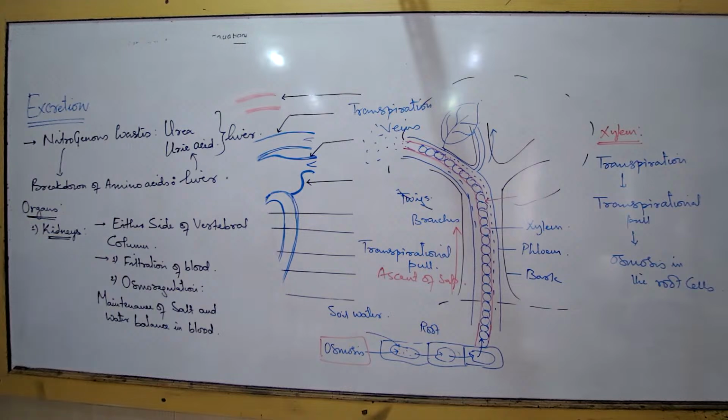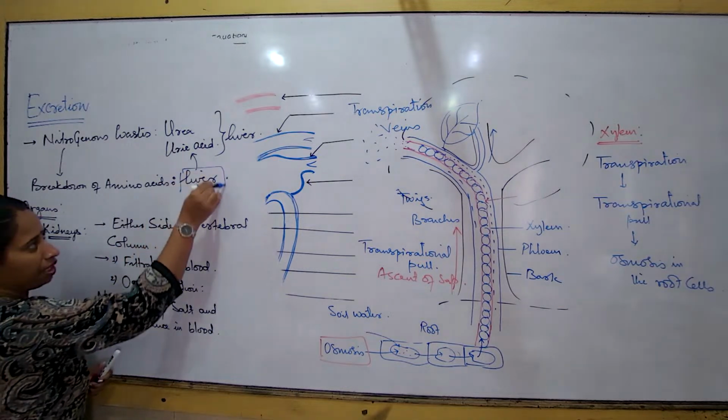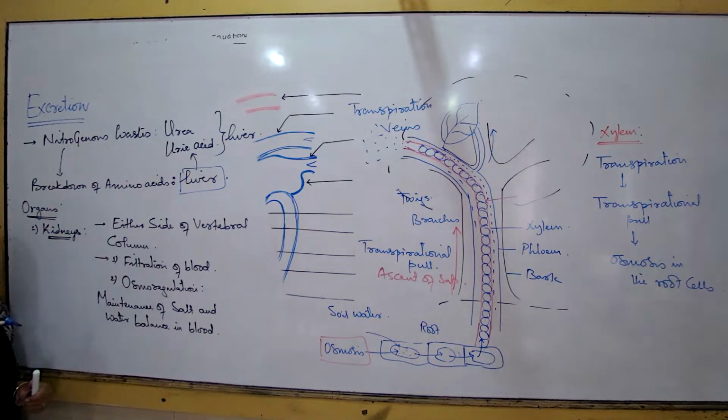Which is the site of the body where the process is happening? The sites are the kidney and the liver. And the kidney is the organ which will throw them out from the body. So kidneys are the vital excretory organ.